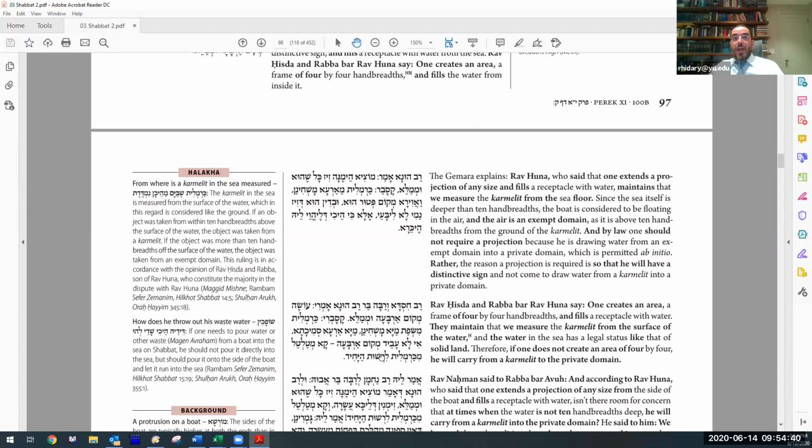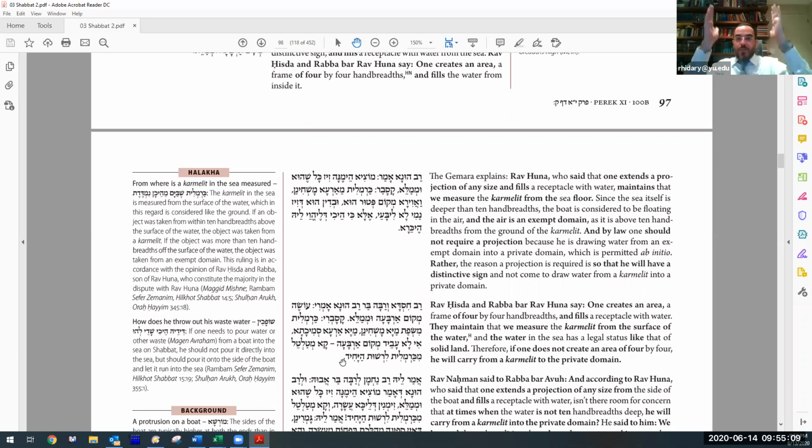They think that the water is filled in. The karmelit goes all the way up to the top of the water, and it's like it's all one thick ground all the way until the top of the water. And so, therefore, if you don't make this box, you are carrying from karmelit to the boat, which is asur midrabanan, but still asur midrabanan. And so, what you do instead is you make this box.